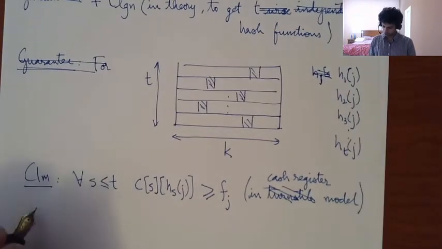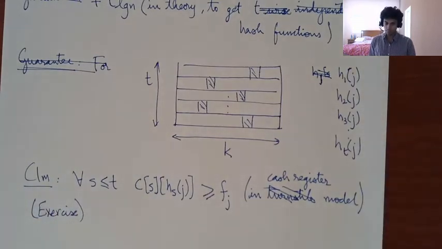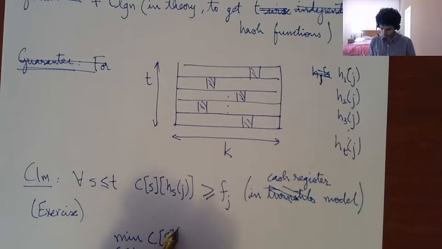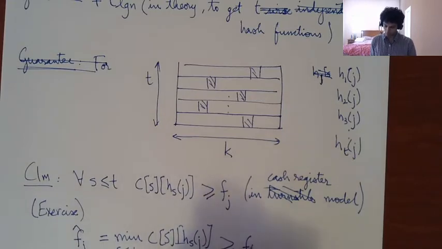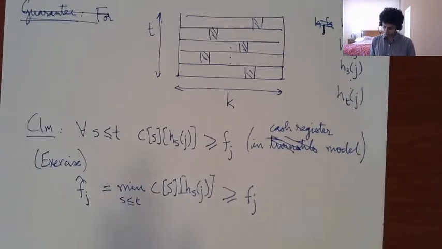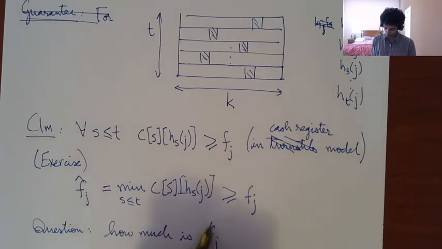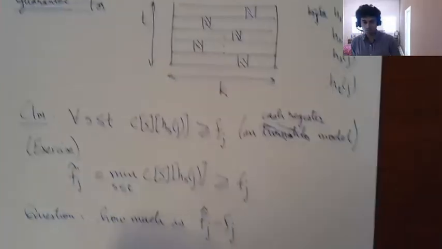Okay, so this is an exercise. And that's why you know that the min, which is equal to the estimate, is going to be greater than the true value. And the question is, how much is the deviation? How much is f_j minus f hat j?